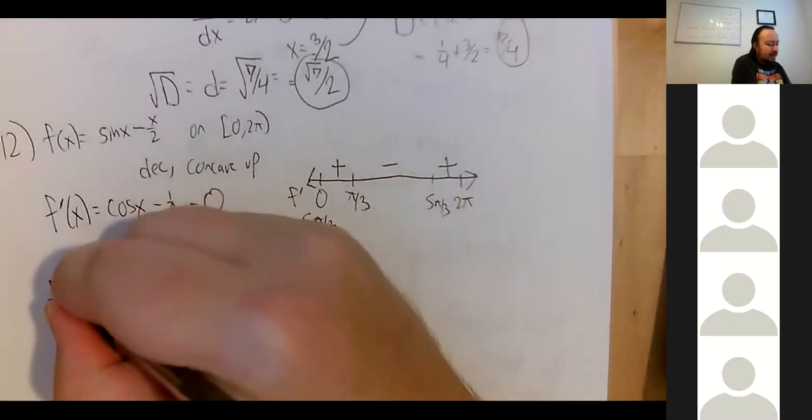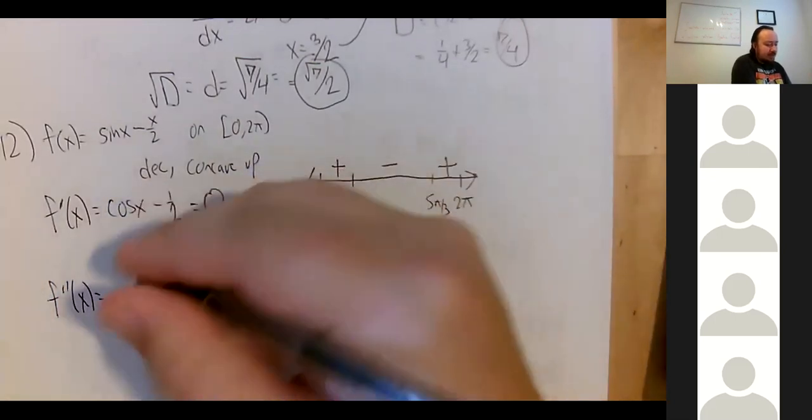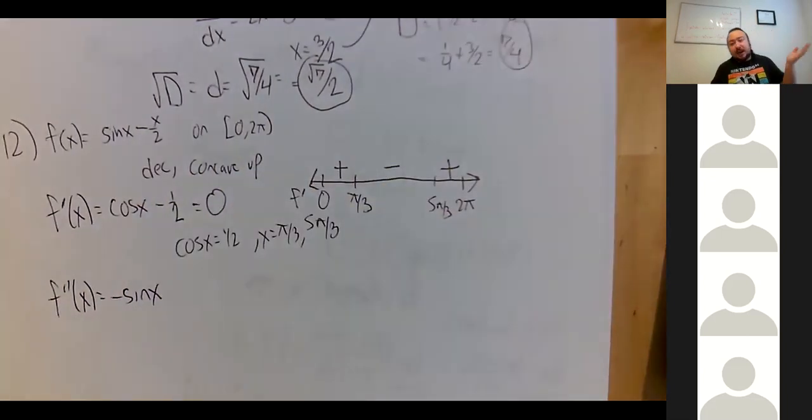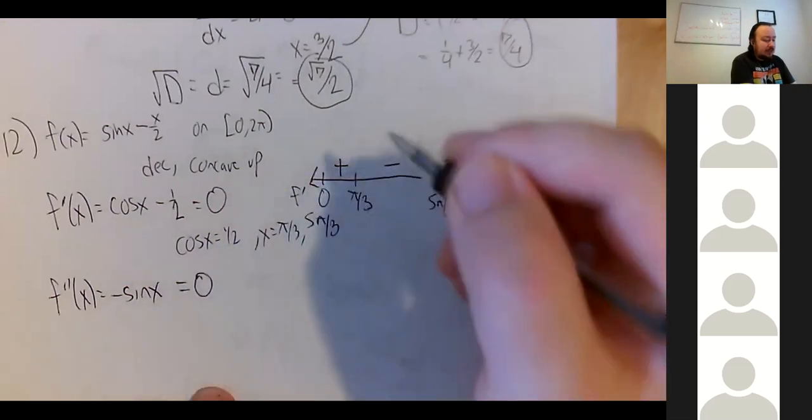All right, now for concavity, we do another derivative, giving us negative sine of x. And then the derivative of negative 1/2 is 0. All right, so to see the potential inflection points, we want to see where this is equal to 0.